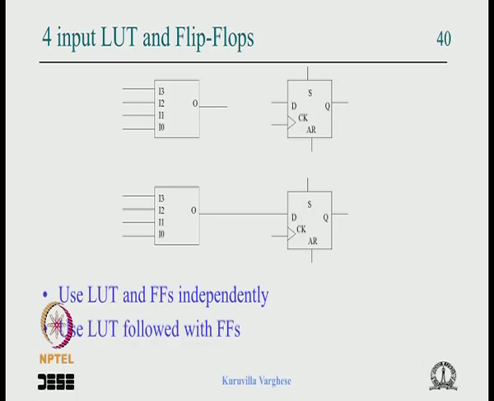Now the question to ask is that suppose we need a 5 input lookup table, okay. Say we have a 5 variable boolean function. How do we get a 5 input lookup table? The question is that can we implement a 5 input lookup table using 4 input lookup tables, okay.